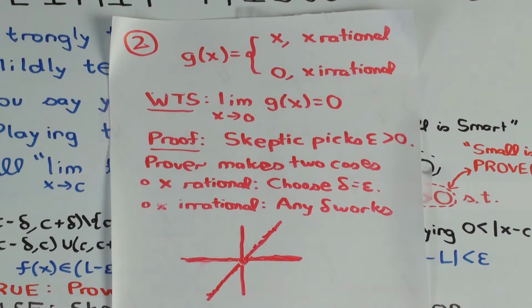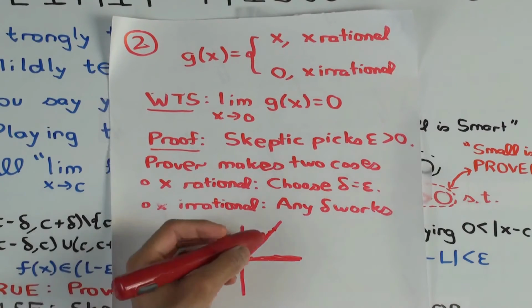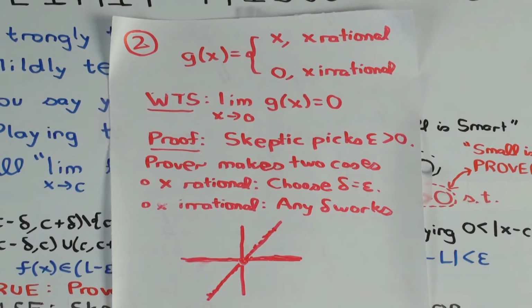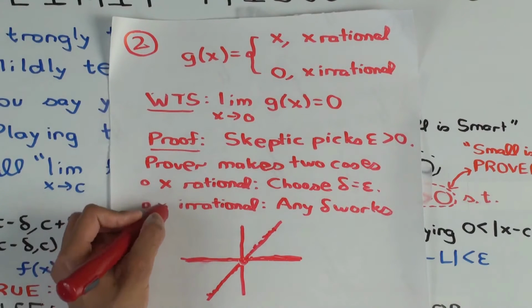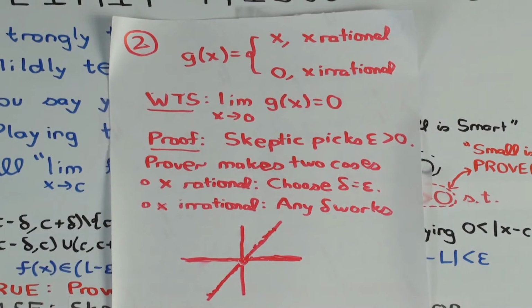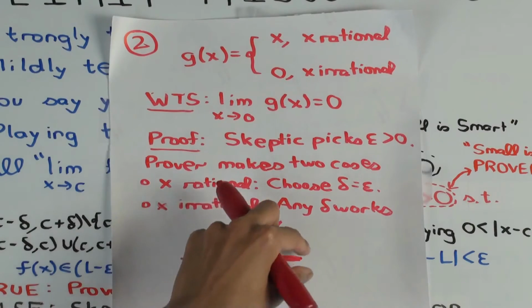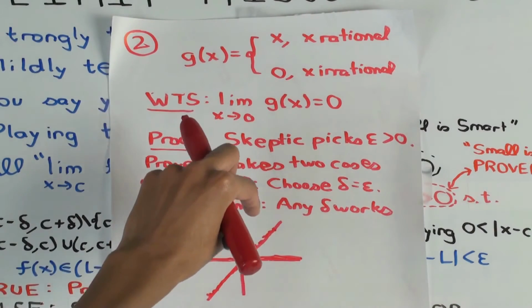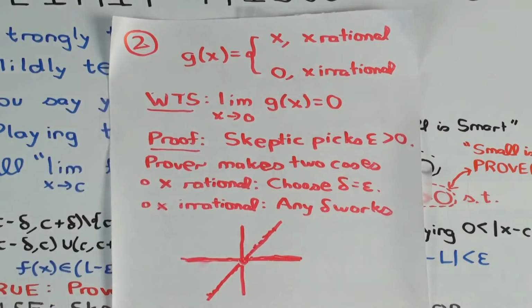So if the x is rational, then the prover just picks delta equals epsilon. And that's good enough for rational x, right? Because for rational x, the slope of the line is 1, so picking delta as epsilon is good enough. For irrational x, if the skeptic's planning to choose an irrational x, then the prover can just fix a delta in advance, like delta is 1 or something. Because if x is irrational, then it's like a constant function, and therefore for any delta, the function is trapped within epsilon distance of the claimed limit 0.